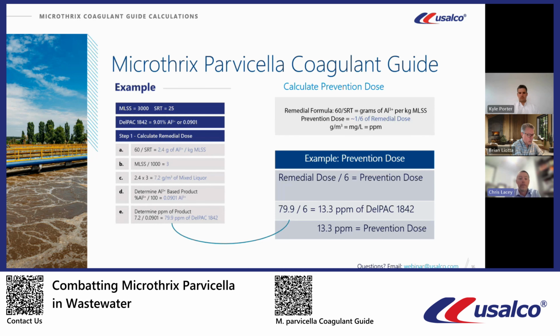And then we get into the prevention slide and the prevention dose. And so for this, it's a very simple factor. And we found that 6 is a very good rough factor estimate for the prevention dose. It's going to vary by plant, so it may be a little bit lower, maybe a little higher, but it's usually dividing by 6. And for this example, it was 13.3 parts.